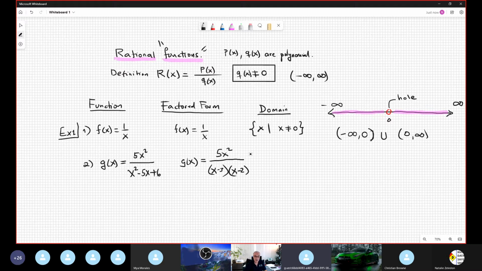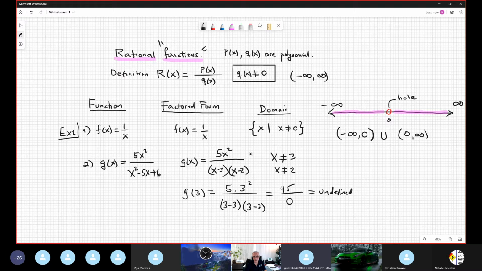Therefore, investigate the domain, where we have two restrictions. The restrictions are x not 3 and x not 2. Because when you plug in 3 here, 3 minus 3 is 0. Suppose that you replace x with 3, g of 3. 5 times 3 squared is 9, 9 times 5 is 45. No problem. 3 minus 3 is 0. 3 minus 2 is 1. But 0 times 1 is 0. So this is 45 divided by 0, undefined.